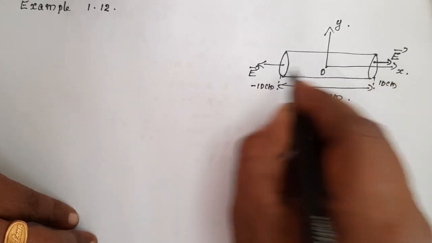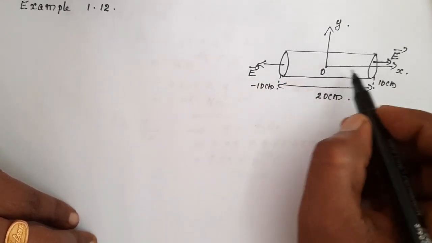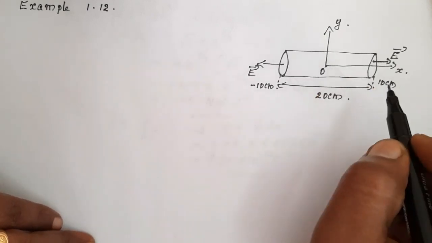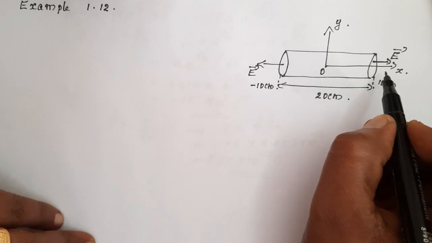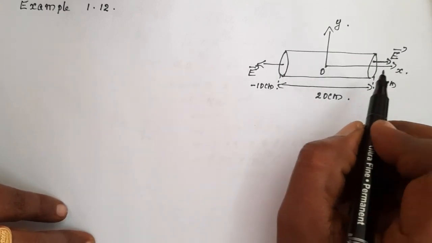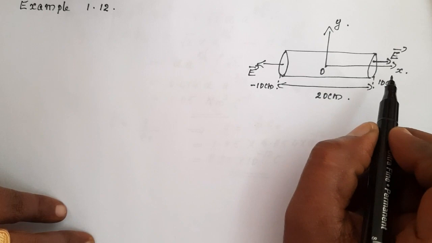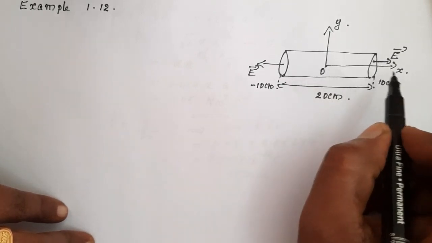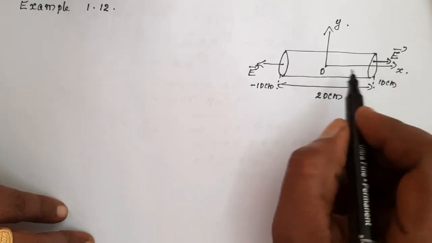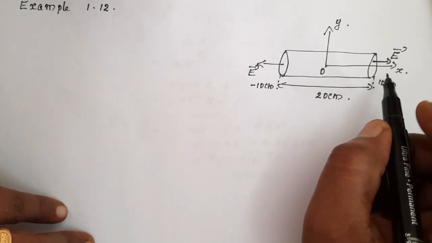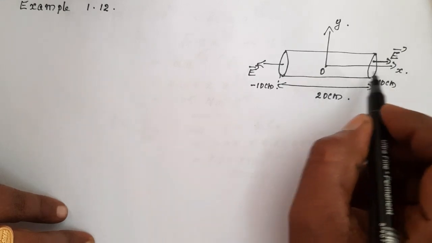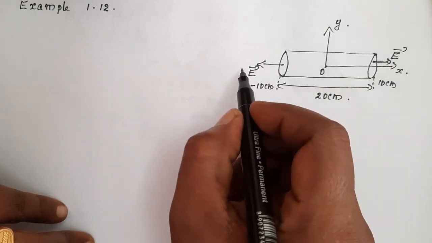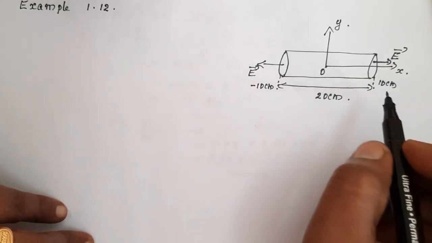So this is how the cylinder is situated in the electric field. Its midpoint lies at the origin. At these two faces, the electric field will have the same magnitude because it's given as a uniform electric field, but its direction will be opposite, as given in the question. That means the electric field is in opposite directions. When x is positive, the electric field is towards the right, and when x is negative, the electric field is towards the left.